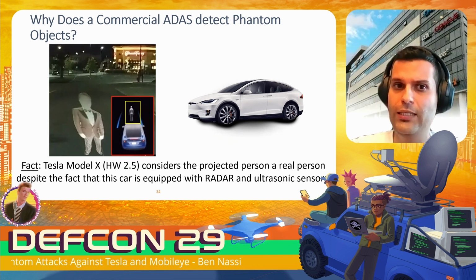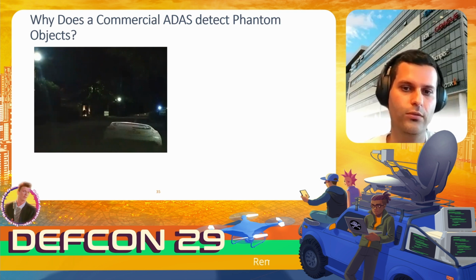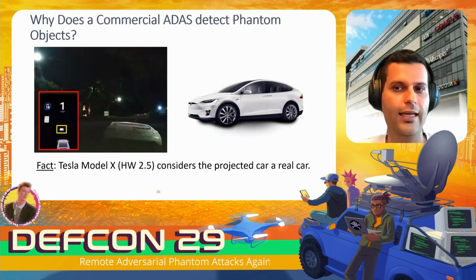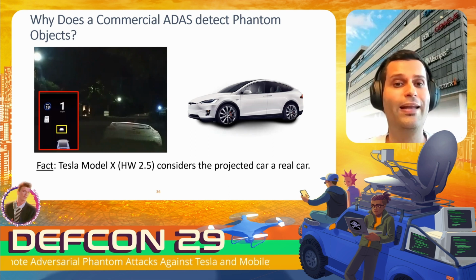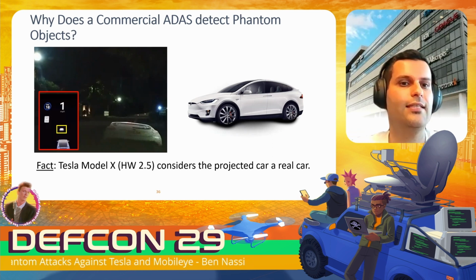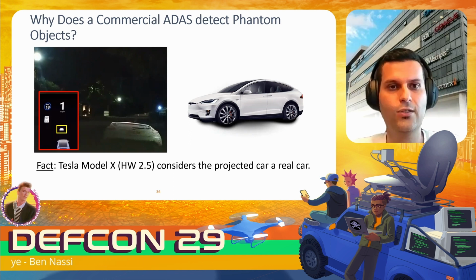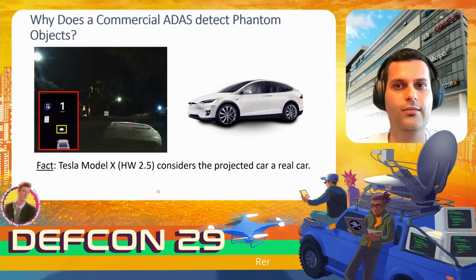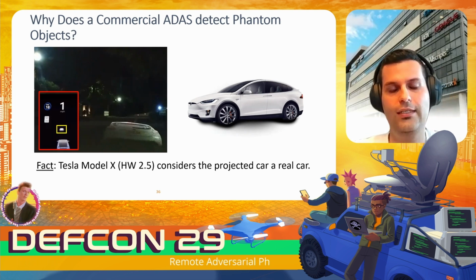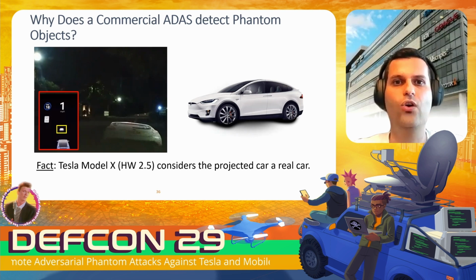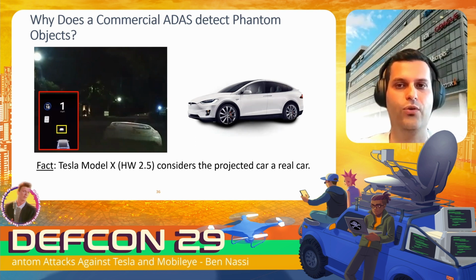And here is another experiment that we did. We took a picture of a car, as you can see here, and projected it again on a road. And as you can see, Tesla Model X considered the projected car a real car. Again, despite the fact it's completely depthless, and the system, which is Tesla Model X, consists of the needed sensors to detect this type of object, which has a much stronger radar cross signature than, for example, the cross signature of a pedestrian.